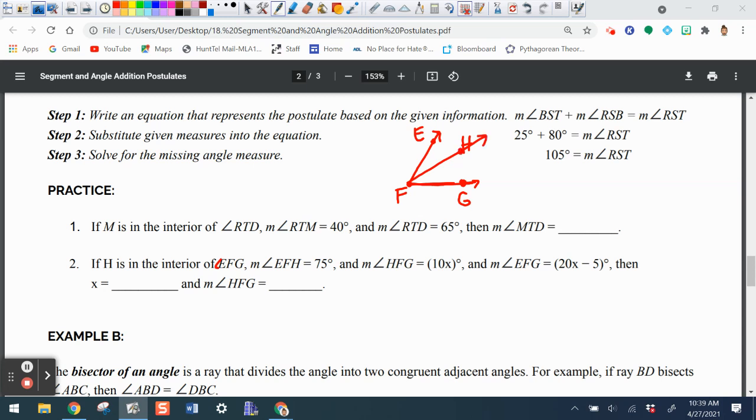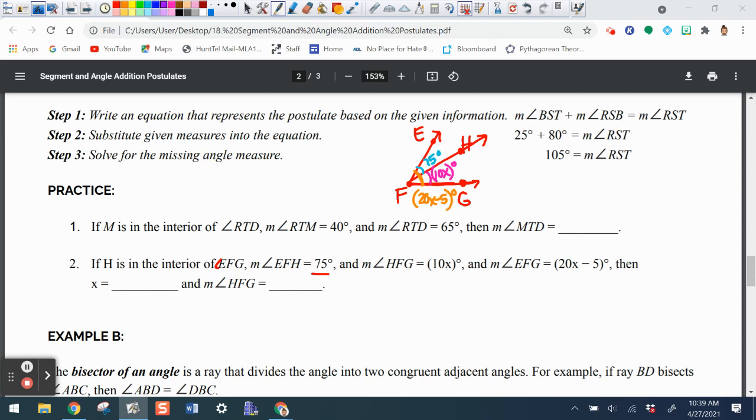They tell us that the measure of angle EFH is 75 degrees. So let's show that. Clearly not to scale, but that's okay. The measure of angle HFG is 10x degrees, again, just some number representing the measure of angle HFG. And the measure of angle EFG is represented by 20x minus 5. So EFG, our initial angle we started with, is 20x minus 5 degrees.